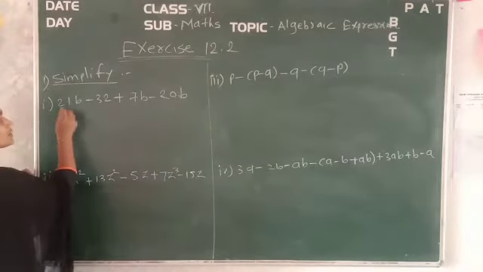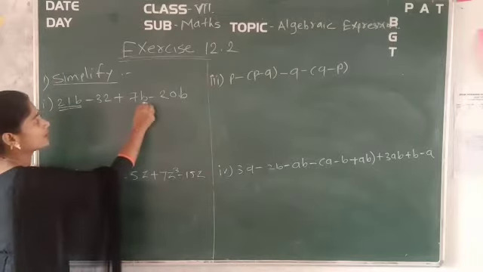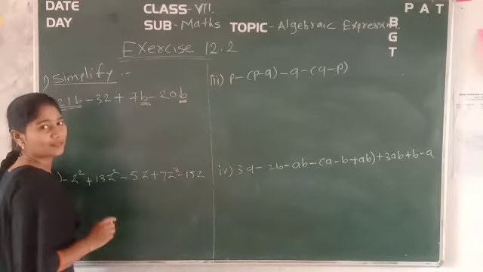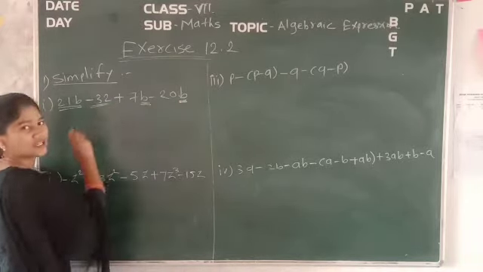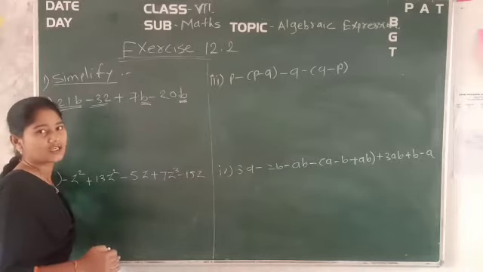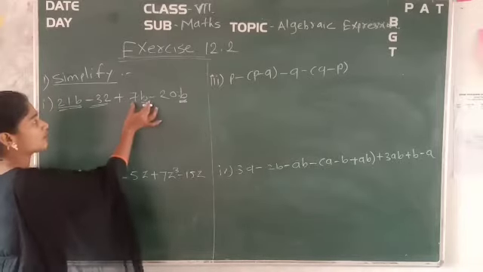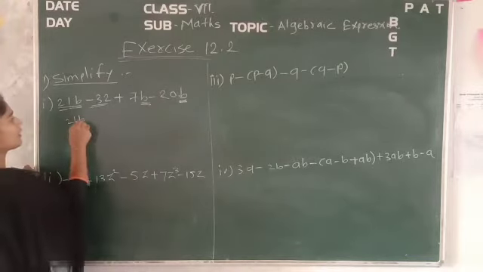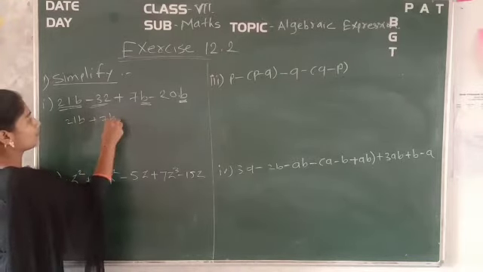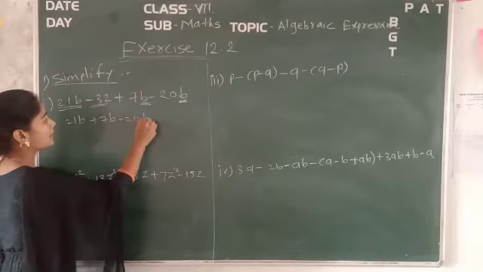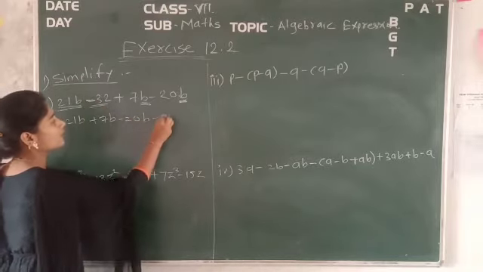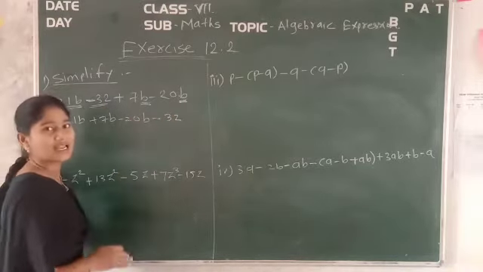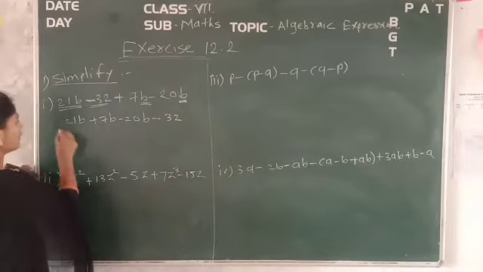Take the like terms towards each other. That is 21b here, also b here, also b. And another one, a constant term, is there, that is minus 32. So first of all, take these like terms together, that is 21b plus 7b minus 20b. This is a constant term, so we will take it later after the like terms. Clear? Which is equal to.